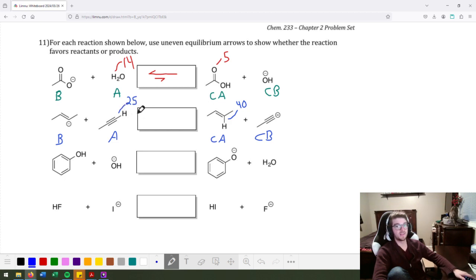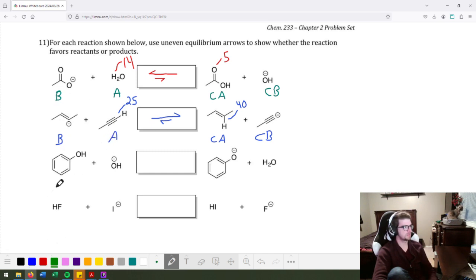So this means that the vastly weaker acid is the conjugate acid, because it's got that higher pKa number. So in this case, the big arrow is pointing towards products and the small one towards reactants. Alright.